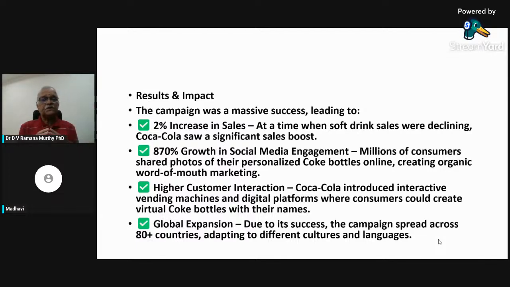And if you just look at this kind of data that is collected, what are the results and what are the impacts here? See, let's see the importance given here in facts and figures. The campaign launched by Coca-Cola has resulted in a 2% increase in sales at a time when soft drink sales were declining. Mind it, when soft drink sales were declining, Coca-Cola saw a significant sales boost for its soft drink. So that's interesting, right? 2% increase.